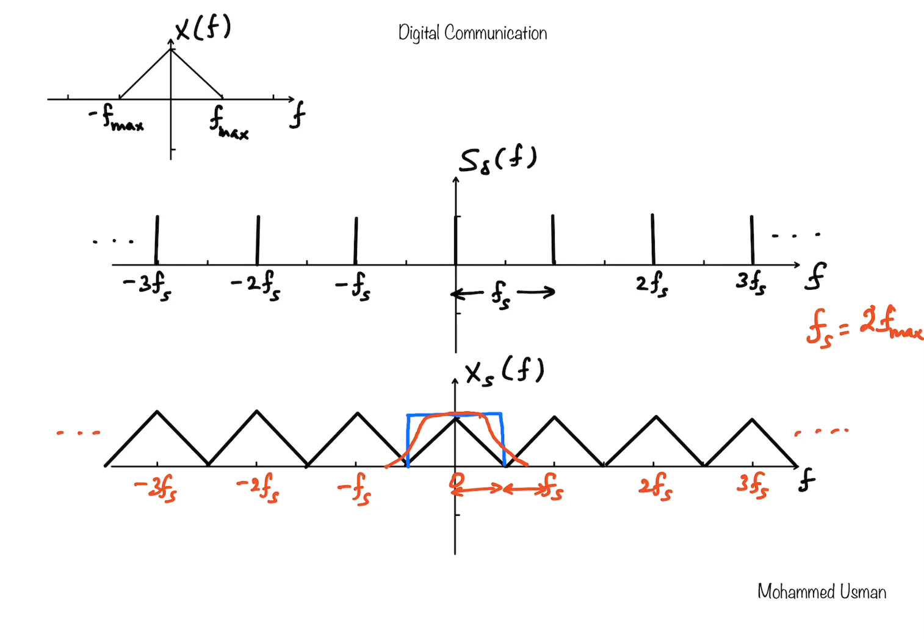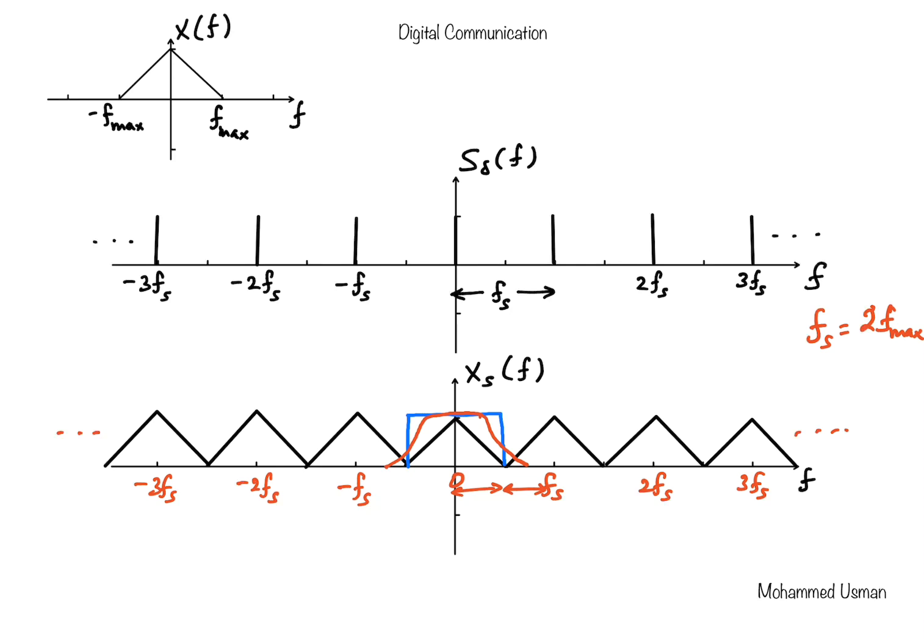So hence, in practice, we use sampling at a rate which is greater than the Nyquist rate, so that there is some spacing between the spectral replicas, and that would allow us to use a practical filter to recover or reconstruct our original signal without introducing any undesired frequencies or frequencies which were not present in the original signal.